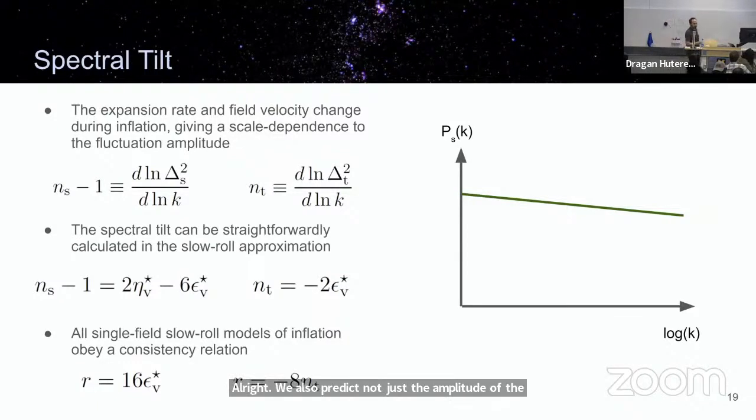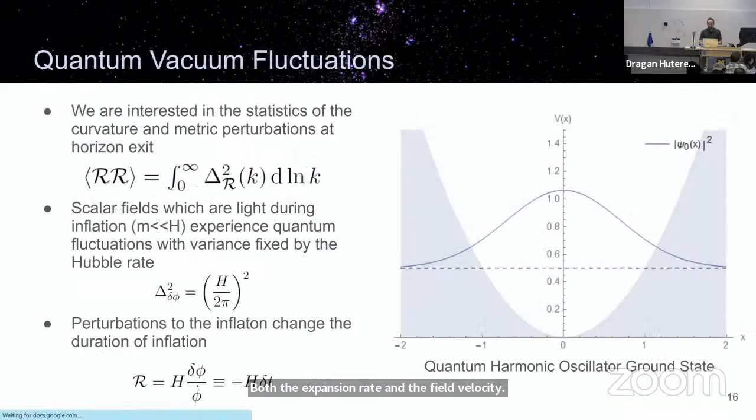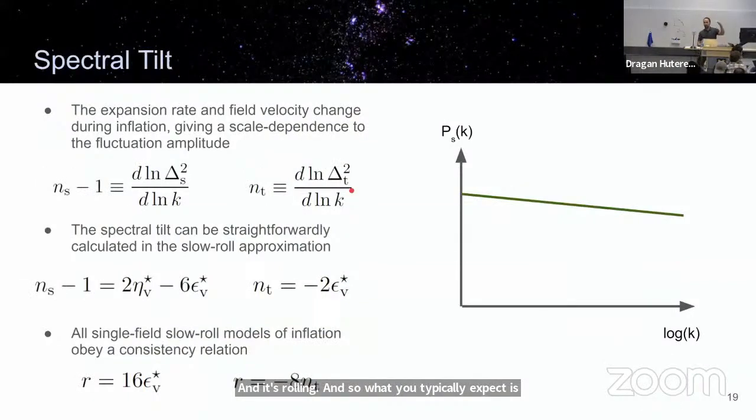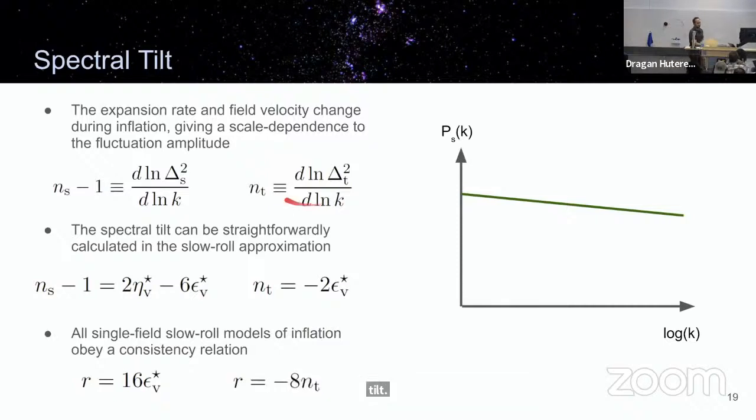That is, how they tilt as we change the scale that we're looking at. And so for the scalar fluctuations, both the expansion rate and the field velocity, epsilon, change as inflation is carried out. From these simple models of inflation, what you can expect is that the potential decreases and the field speeds up in its rolling. And so what you typically expect is that epsilon is increasing while H is decreasing. And so for simple models of inflation, you predict a red tilt. You would predict that scales that are smaller have a smaller variance. And so you get this almost featureless, but slightly tilted spectrum of scalar fluctuations.